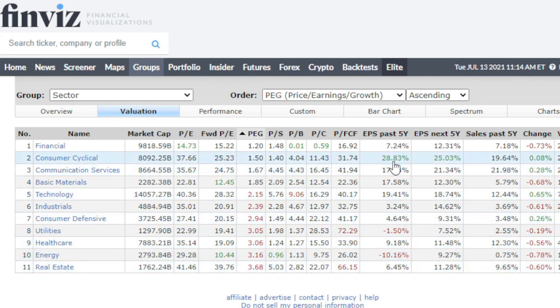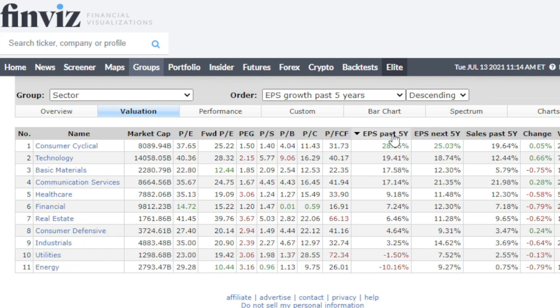All right, now let's look at EPS growth. The EPS growth for the past 5 years that had the highest percentage was consumer cyclical, which is interesting. I think we would all close our eyes and pick technology here, but it's actually consumer cyclical, which includes things such as travel, restaurants, Disney, things like that. So very interesting there. Technology, 19%.